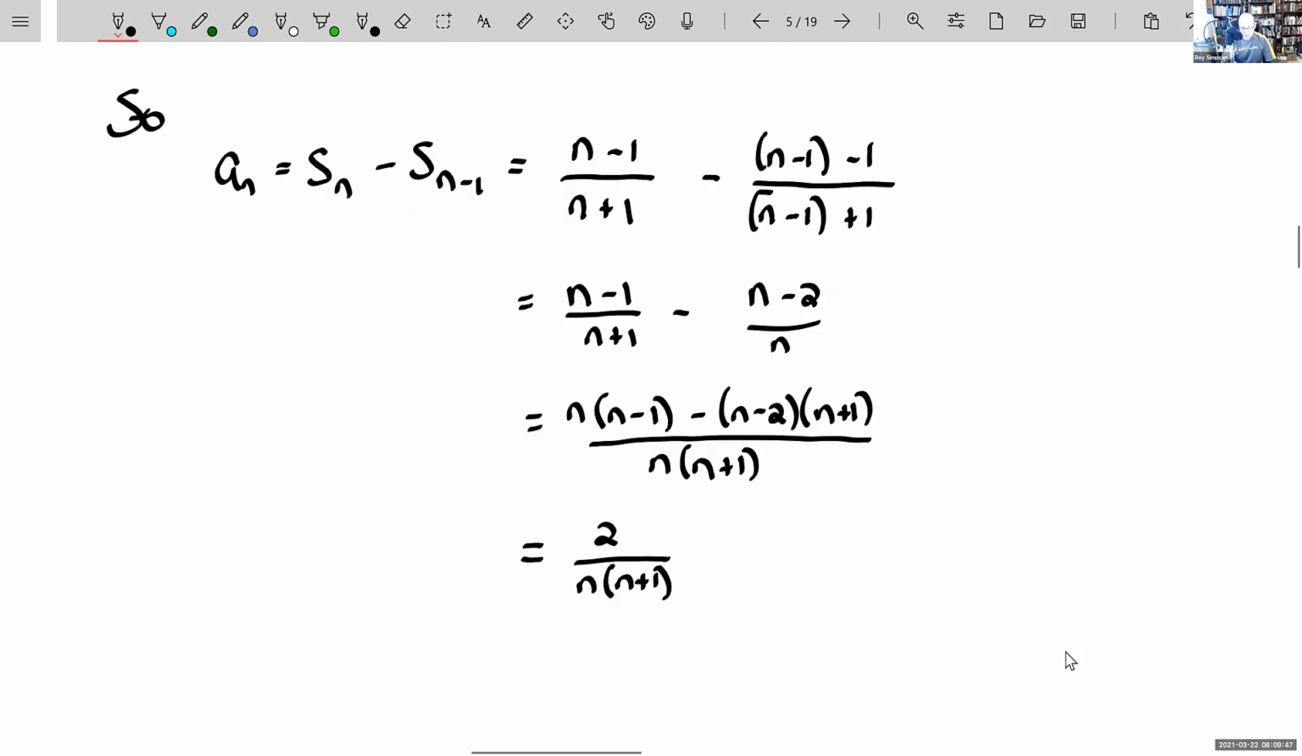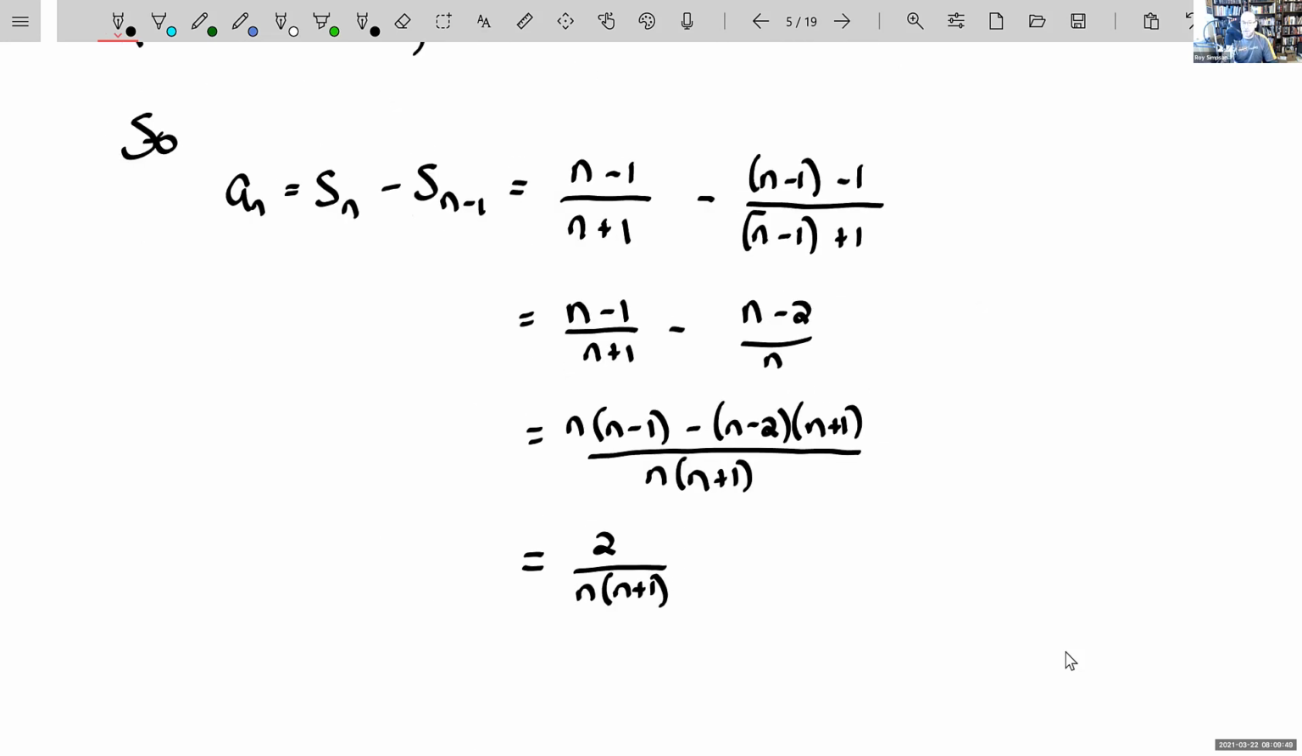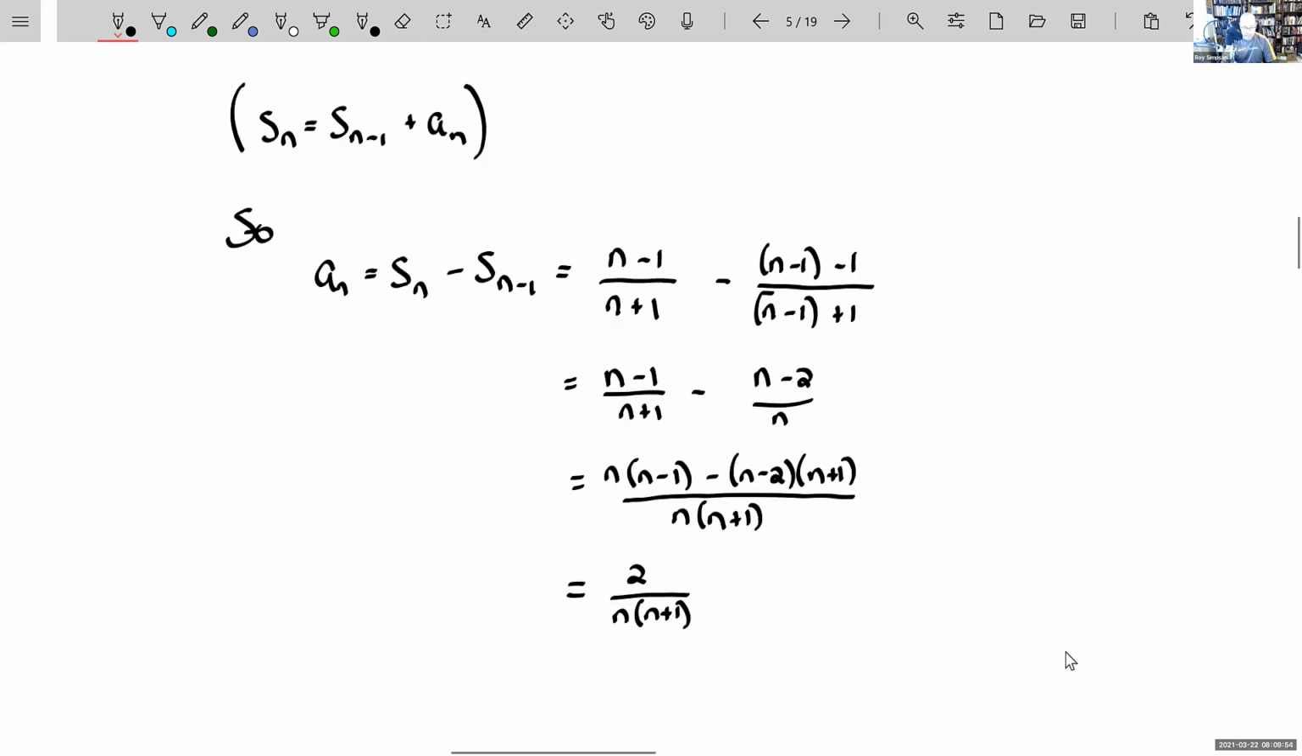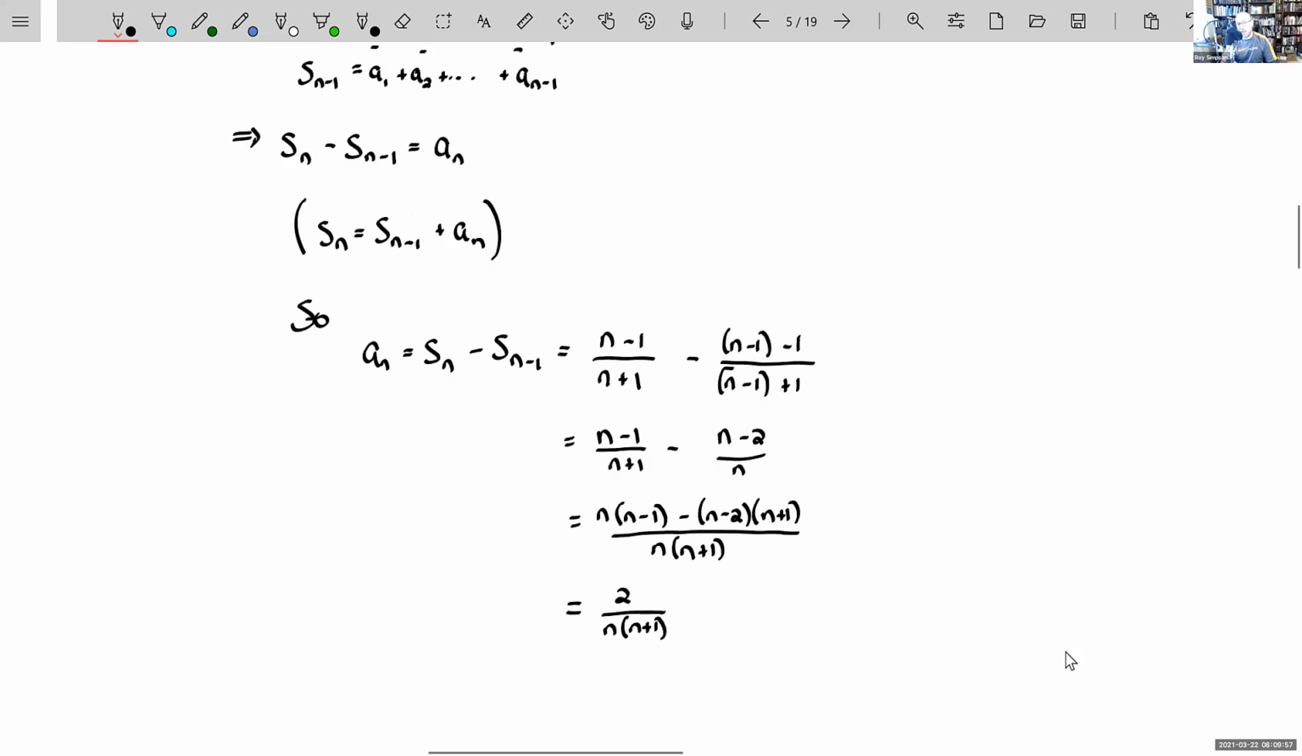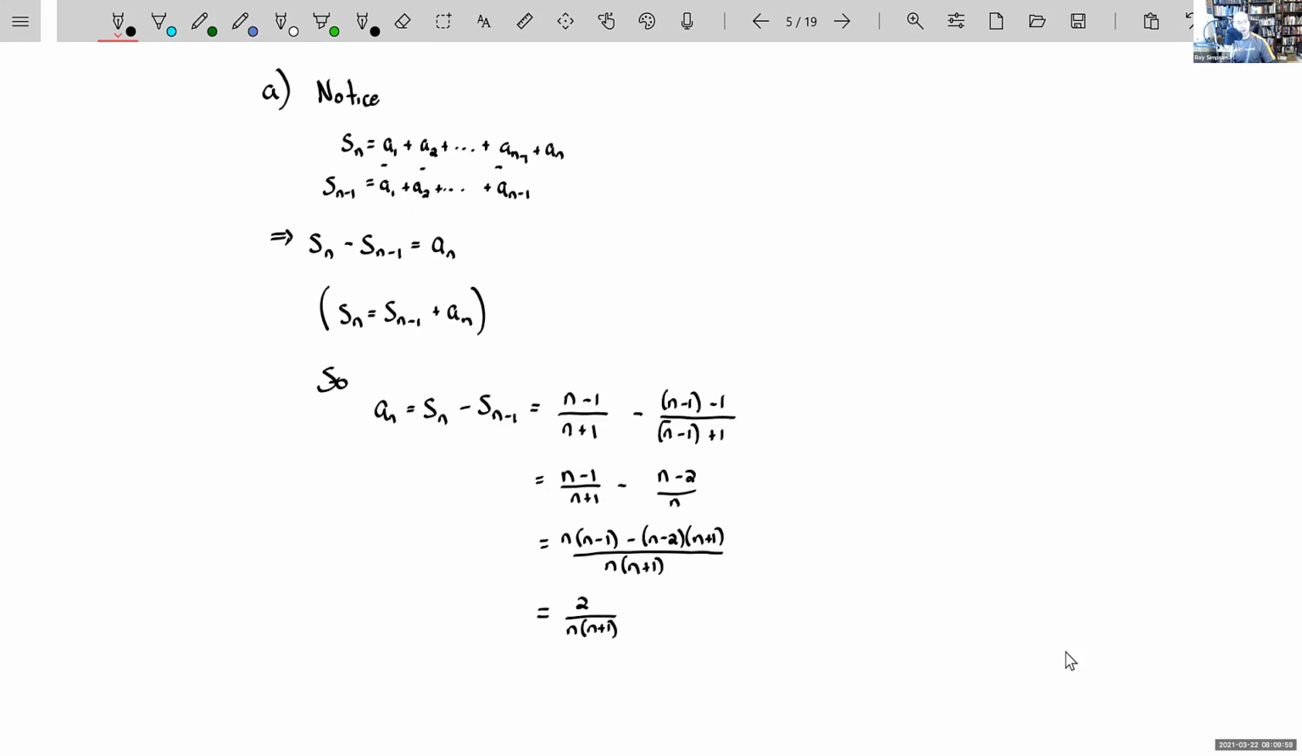So that's what a sub n is defined to be, 2 over n times n plus 1. Kind of nice. It's not too terrible. So that's the trick when you're given the formula for the nth partial sum and asked to find a sub n. Well, just take the nth partial sum, subtract off the n minus first partial sum. That is a sub n. So this formula right here, very, very powerful. I don't want to say it gets used a lot. I don't want to give you the illusion that that's true. It's not. But when you need it, you need it.